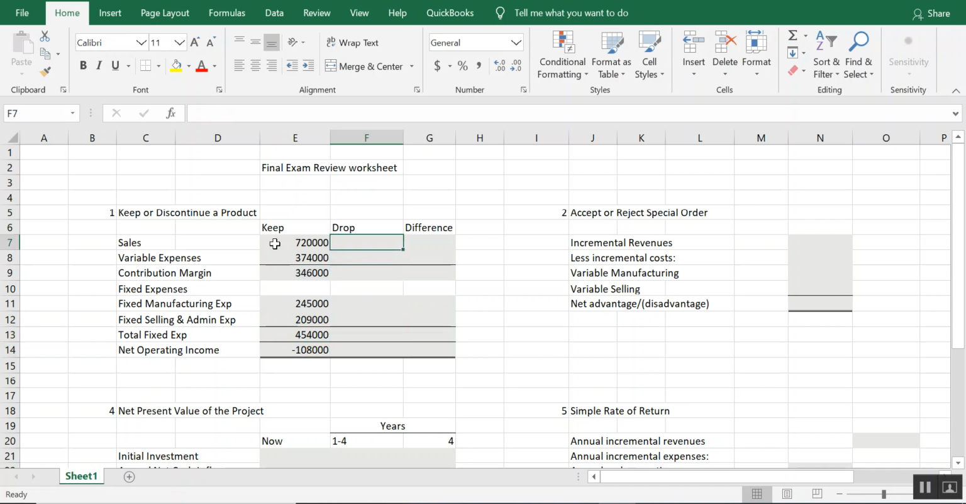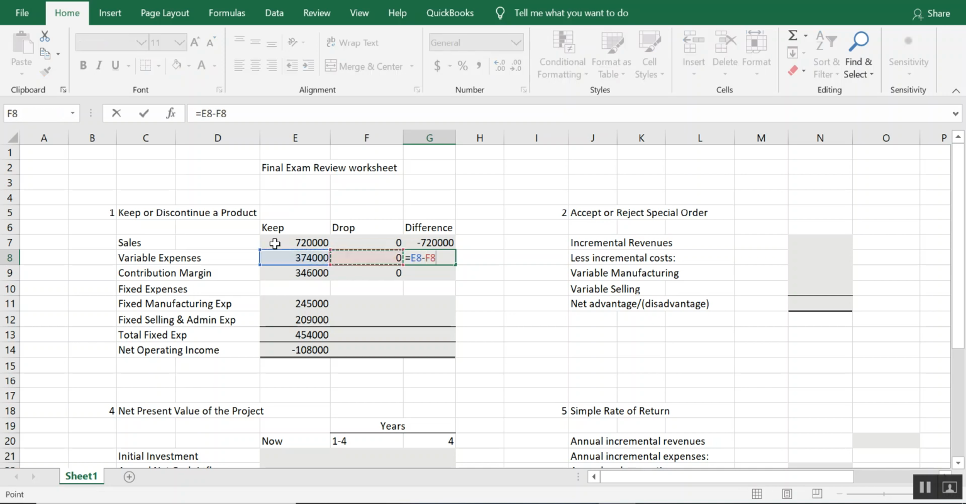Now, if we drop it, we're not going to have any sales, we're not going to have any variable expense, and we're not going to have any contribution margin. So for the sales, that's a loss of something, so that's a negative. We're not going to have what we would normally have. But the advantage is that we will also be losing the expenses, which is a positive. However, the net of these two is going to be a negative. We're basically giving up the contribution margin that we would normally have that would contribute to the fixed expenses.